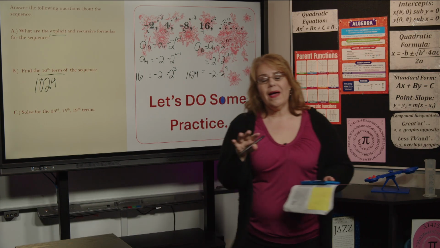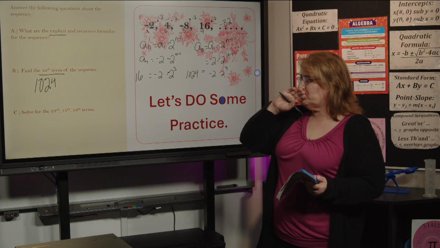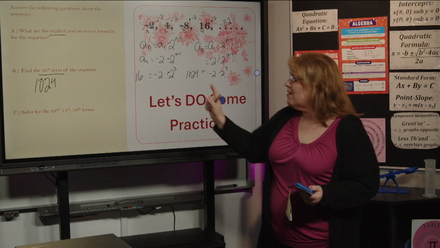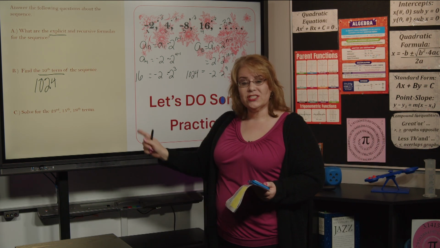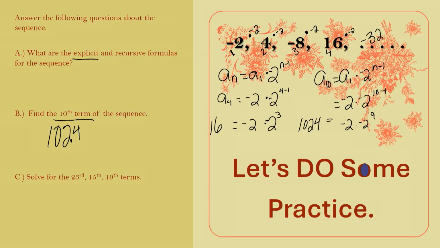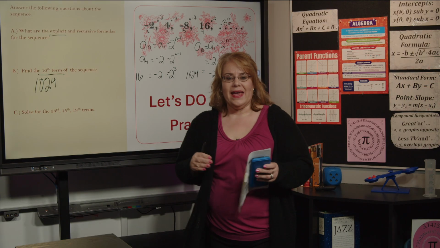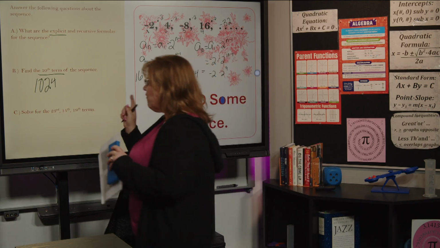Now, I'm going to let you work for just a minute and a half. Use the same formula. Find the 23rd term, the 15th term, and the 19th term, and come back to me and see what we got. Okay, so you've done your work. Let's see if I get the same thing you did.